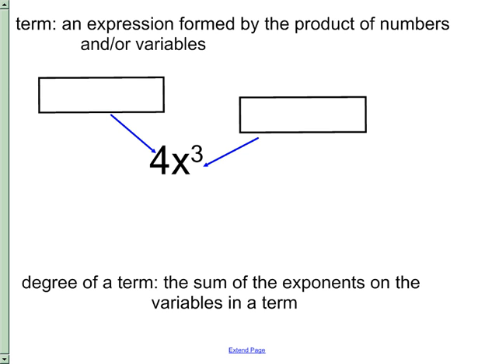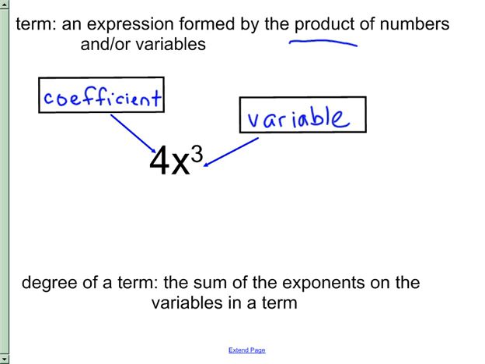First word that we need to learn is term. So a term is an expression formed by the product of numbers and/or variables. And remember that product means that the two are being multiplied. So we don't need to put a times symbol between the 4 and this x cubed. We know that it's a product. It's being multiplied together. The x cubed is the variable. It's not important whether it has an exponent or not, but we look at it and see a letter, and we call that part of the term the variable. The number part of the term is called the coefficient. So the coefficient is 4, and the variable is x cubed.